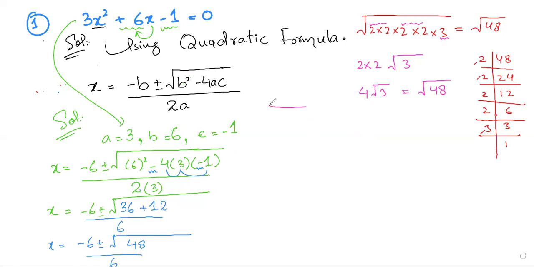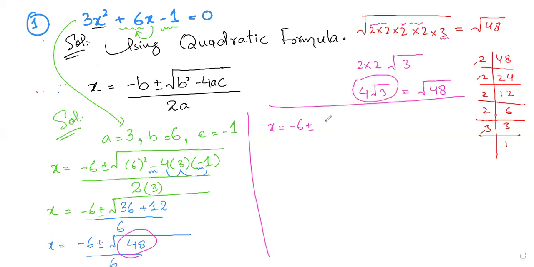We'll just put the values here as we were doing, like x equals minus 6 plus minus, instead of square root of 48, we are going to write 4 square root of 3, whole divided by 6.